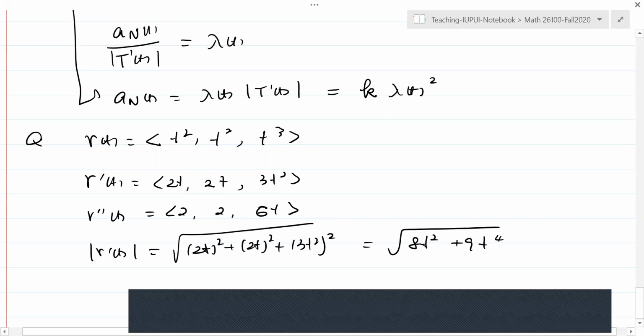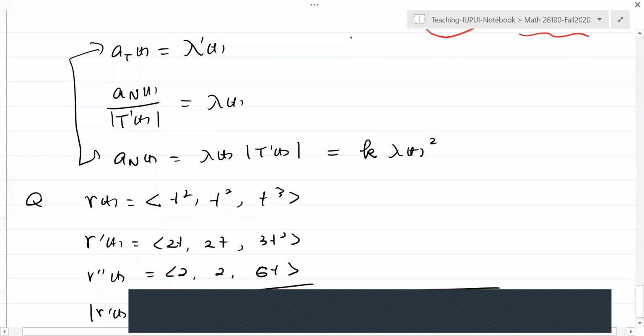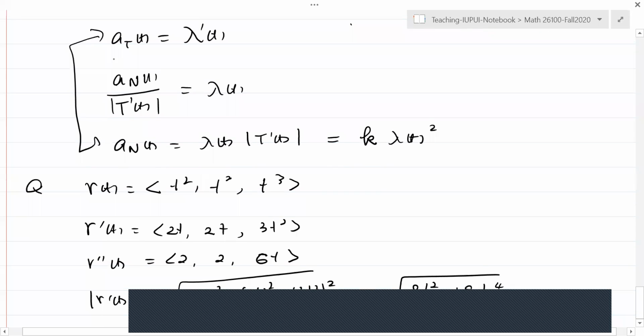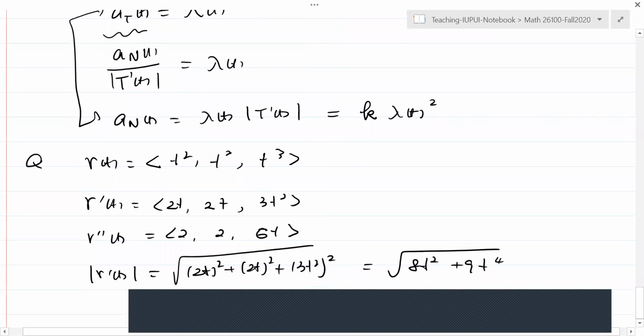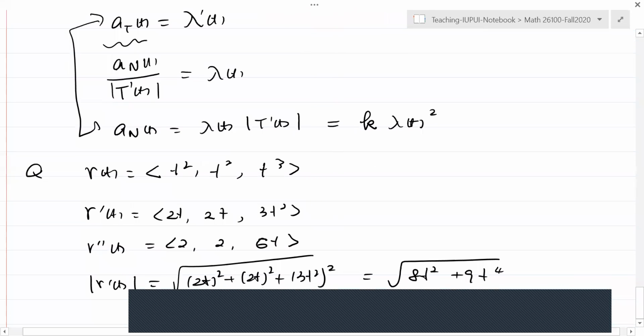Now, how do we find this tangential component? The tangential component is just a derivative. You can use this directly, find the derivative of this lambda t. This is my lambda t, okay?